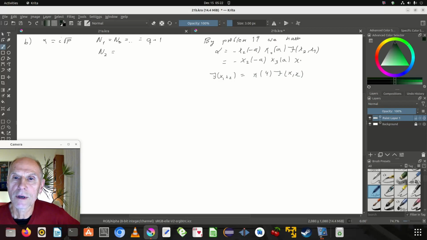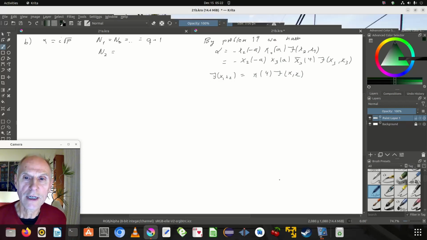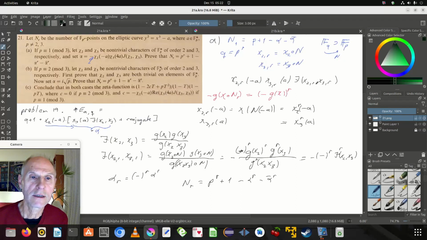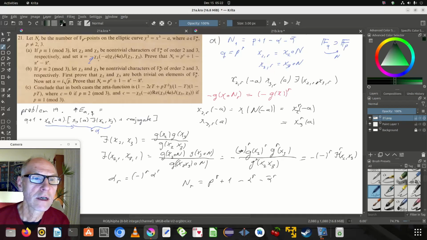So it becomes chi 3 of 4, or the reciprocal of it, times J of chi 3, chi 3. And now we need to compare with what we should get. That's on the other side. It's minus chi 2 of minus a, chi 3 of 4a.